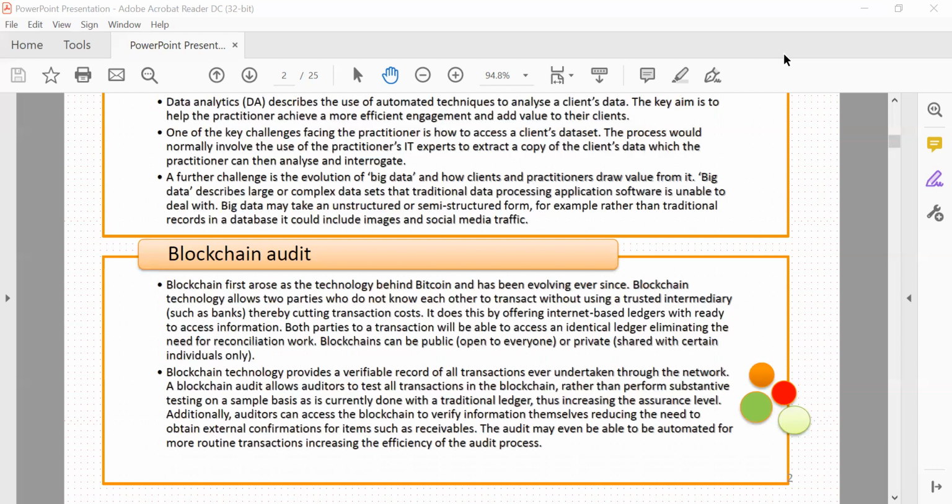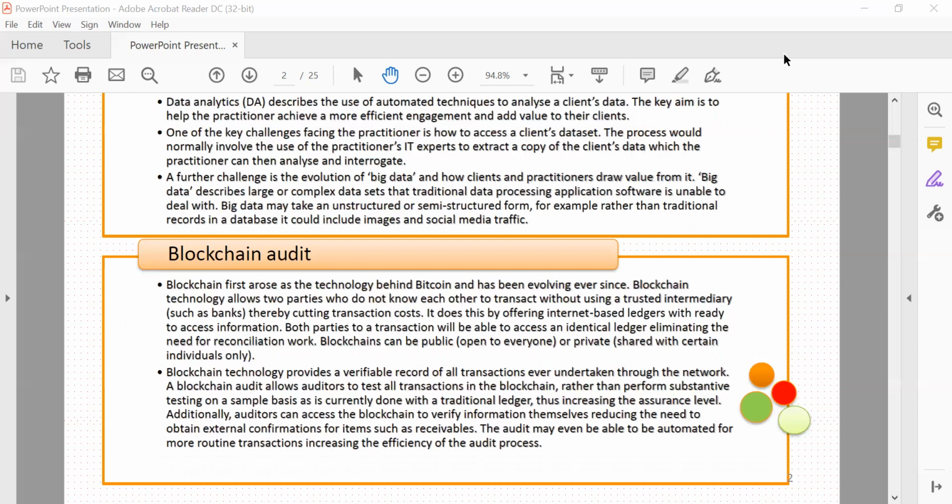But with blockchain, auditors can access the blockchain themselves. They do not need an external confirmation from the client. They can access the blockchain themselves to verify the information, which makes it easier and more accessible.